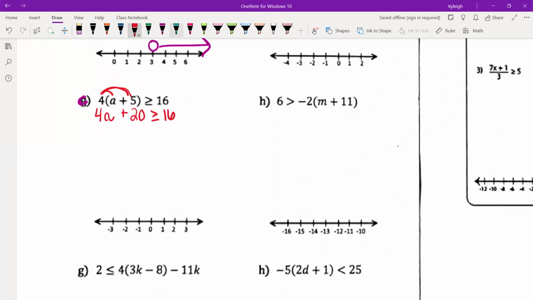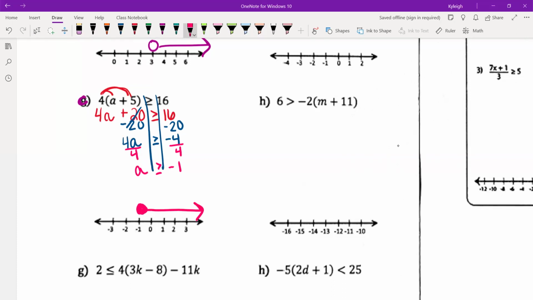Now we solve. The opposite of adding 20 is to subtract 20. Draw your ruler if you need to. Subtract 20. We get 4a is greater than or equal to negative 4. Divide on both sides. A is greater than or equal to negative 1. Then we put a closed circle going this way. Okay, so if I'm going too fast, make sure you pause and think about it as you're working through things.